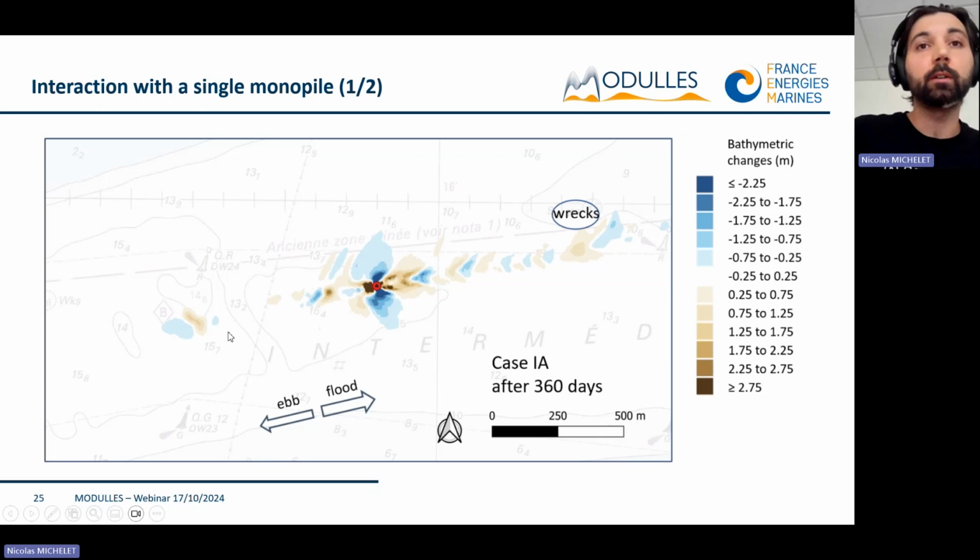What we see is that, with the current direction here, upstream and downstream, on the western and eastern part of the monopile, we have areas where the sediment will start to accumulate. So we have accretion areas because the current is highly reduced by the presence of the monopile. While on the side of the monopile, on the northern and southern part of it, we have an acceleration of the current. So we have two erosion spots where the sediment will be moved more intensively.